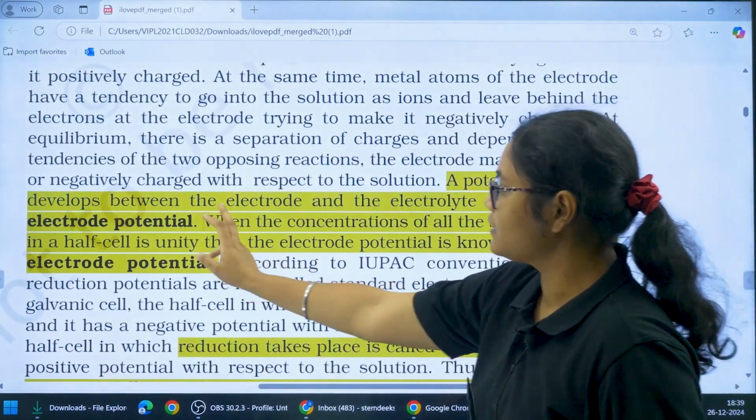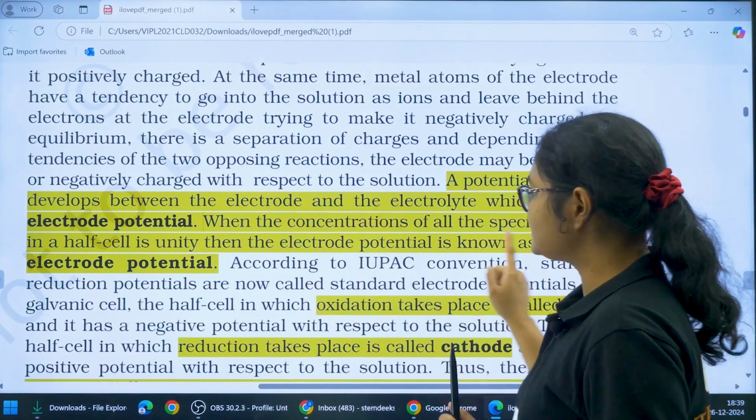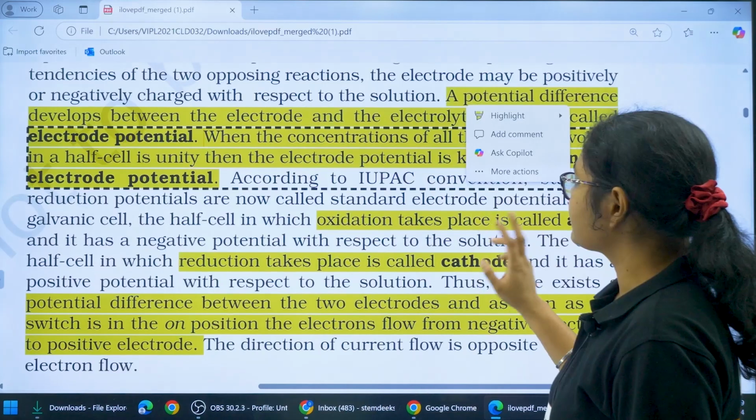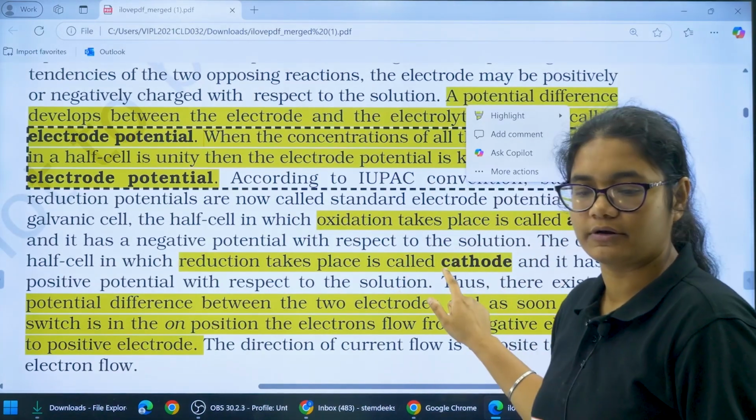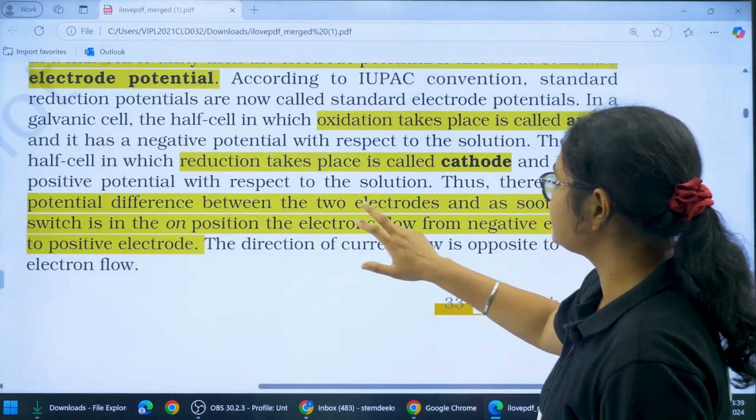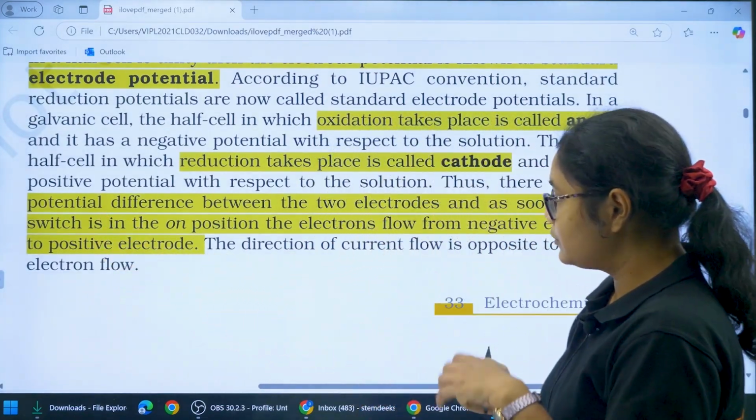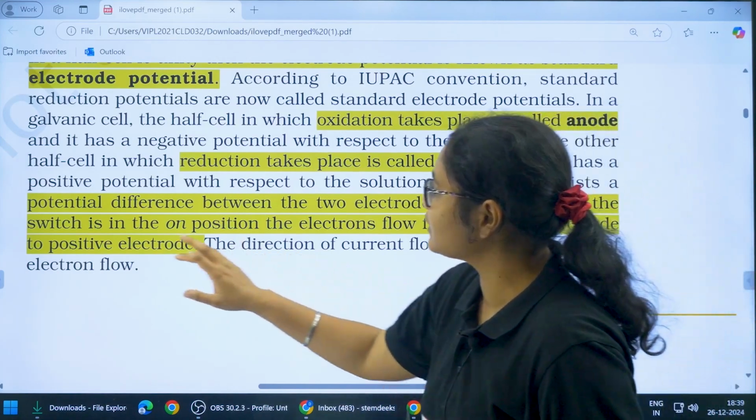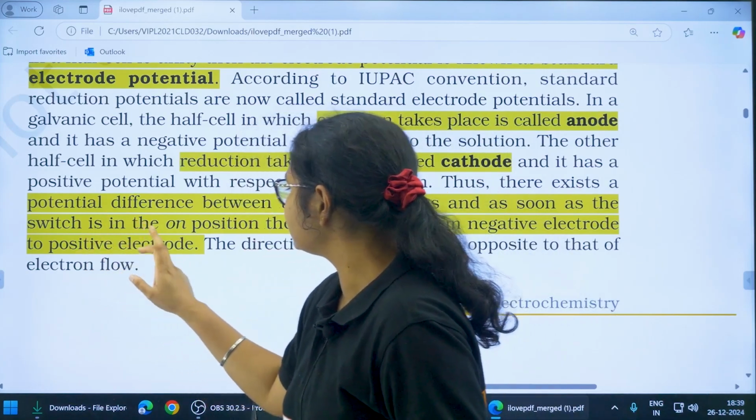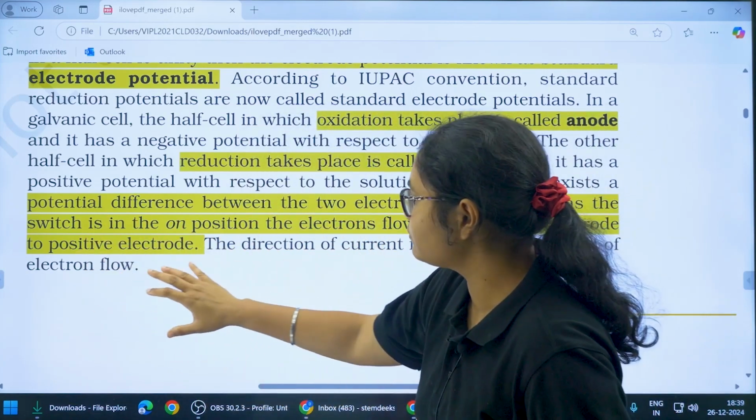Next we have something called electrode potential, the definition of electrode potential and the definition of standard electrode potential. These two are very important. Next we have where oxidation takes place at the anode, where reduction takes place at the cathode. I think this all of you know. And then we have the potential difference between the two electrodes, and as soon as the switch is on, the electrons flow from negative electrode to positive electrode.